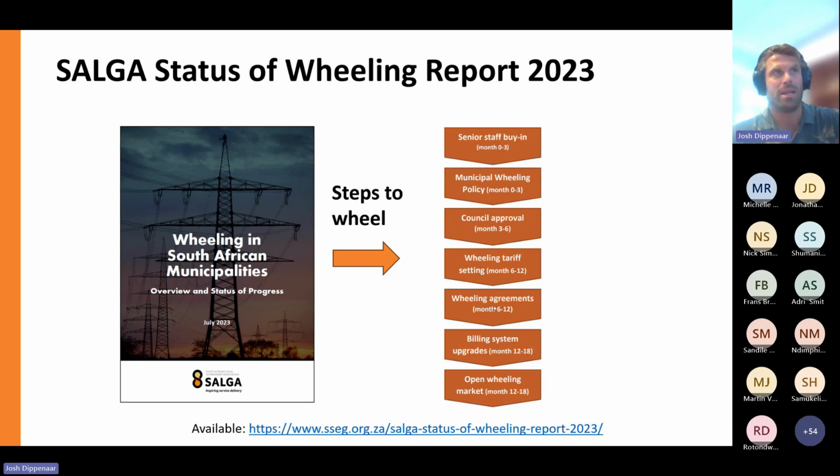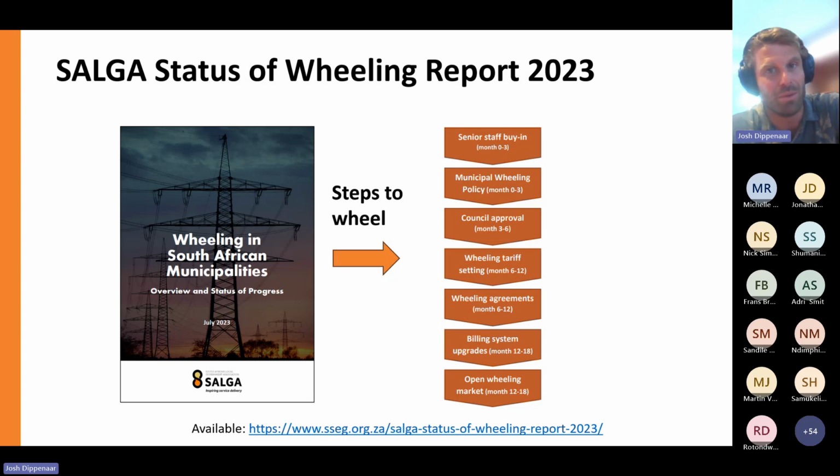Then the next step is wheeling agreements or wheeling contracts, and that can take a little bit of work. I think Bernard from Western Cape Government will mention the wheeling contract templates that they have developed later this morning. But the wheeling contracts can be a little bit arduous and detailed, because they go into the legal responsibilities, and it gets all lawyer speak and contractual.